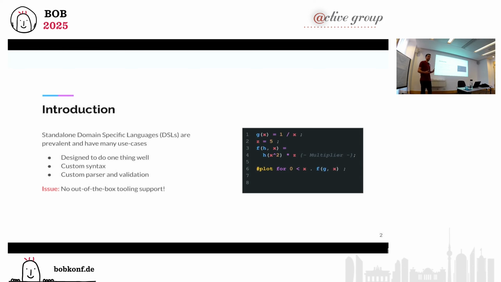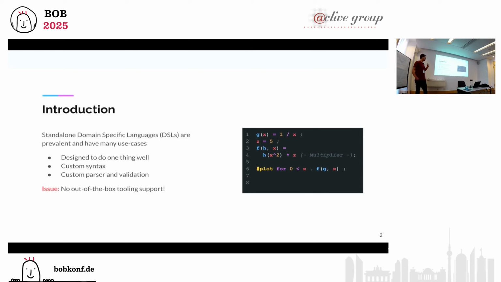And what makes this DSL a little bit different from other DSLs that you might have seen is that this DSL supports higher order functions. So you see this parameter, this h, the first parameter to the function f, is later used as a function. So that's what makes it a little bit different to other common plotting functions. But it is an imaginary example.